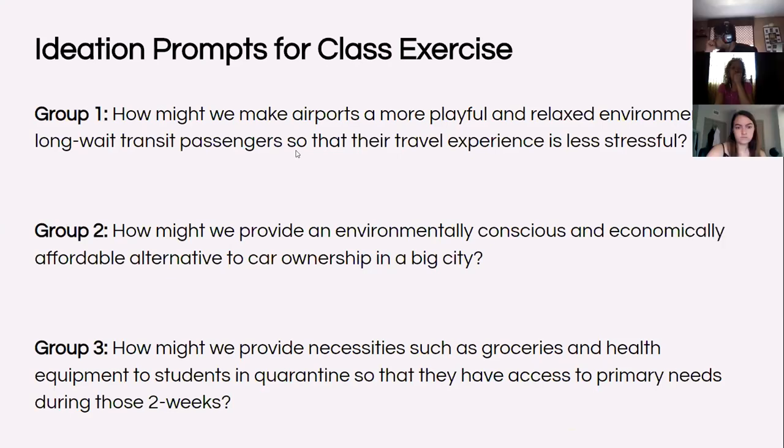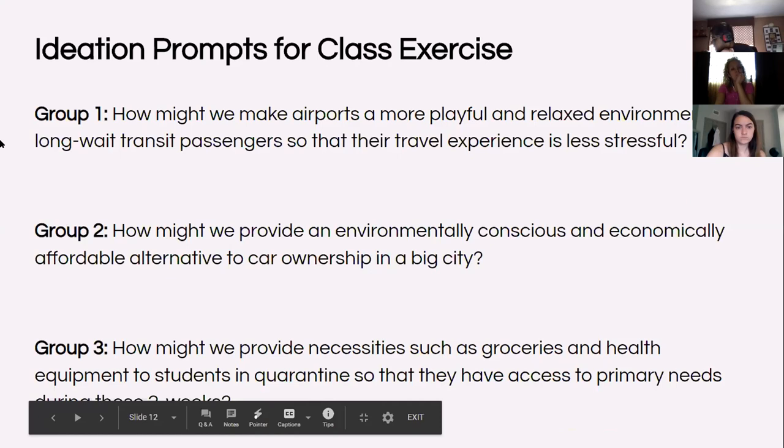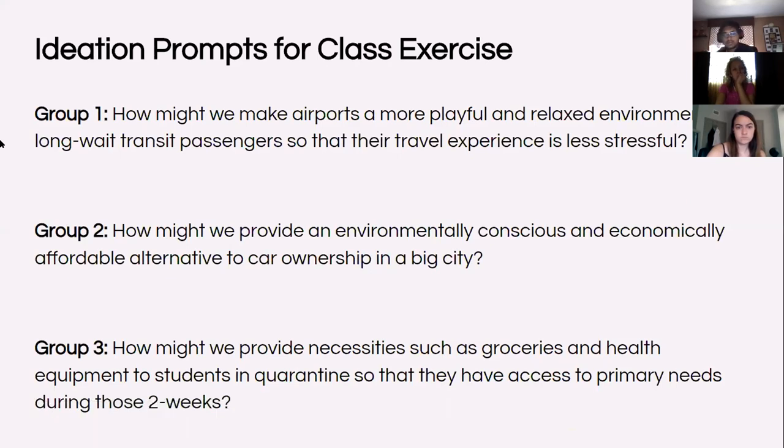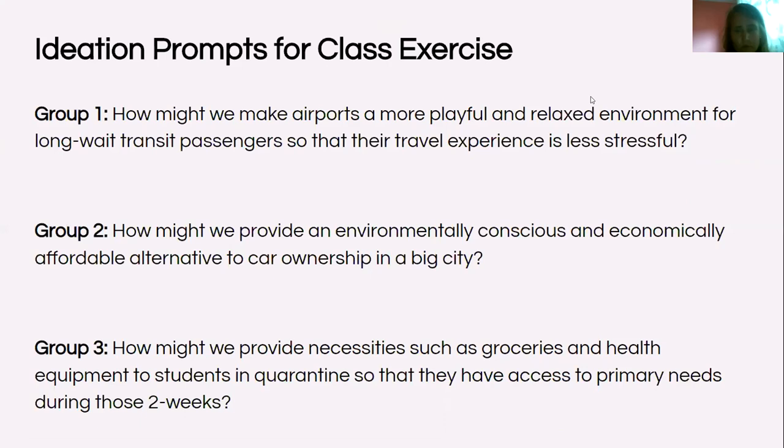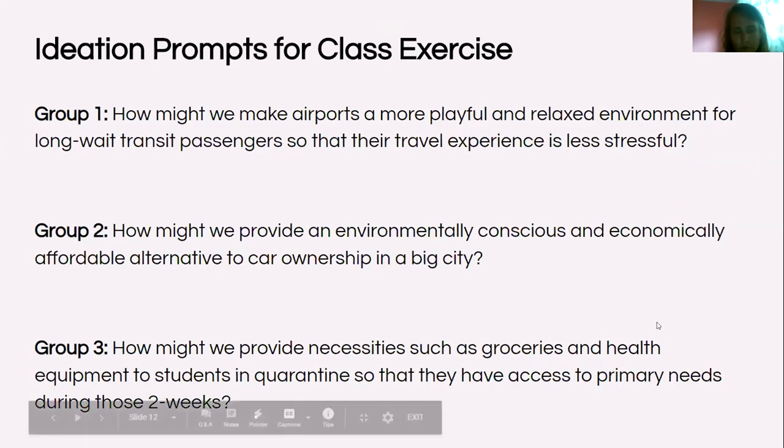So I'm going to split you up into breakout rooms, and then you will each be assigned one of these ideas. The first one is, how might we make airports a more playful and relaxed environment so that long-way transit passengers' travel experience is less stressful? And then the second one is, how might we provide an environmentally conscious and economically affordable alternative to car ownership in a big city? This is the example prompt. So I want us to split into groups and answer these two questions in a brainstorm way.